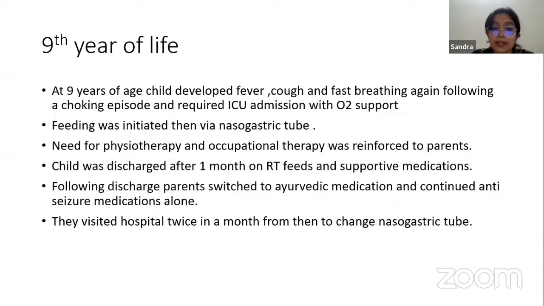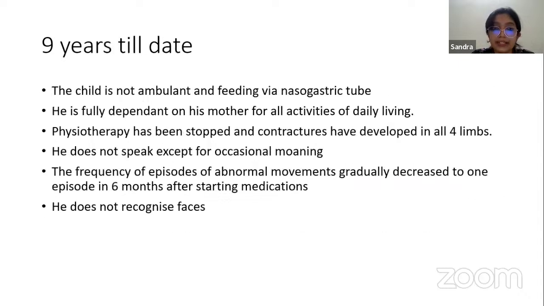Following discharge, the parents switched to Ayurvedic medication and continued anti-seizure medications alone. They visited hospital twice a month from then to change the nasogastric tube. 9 years till date, the child is not ambulant and is feeding via nasogastric tube.